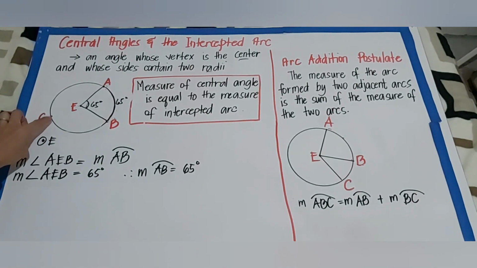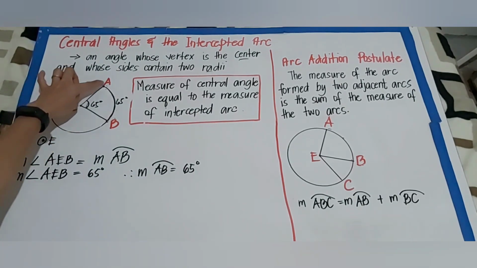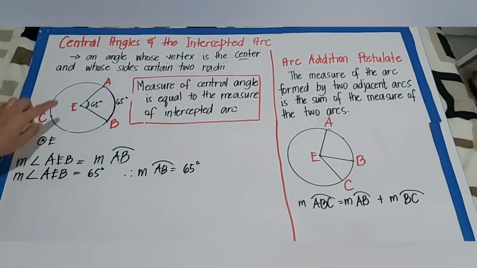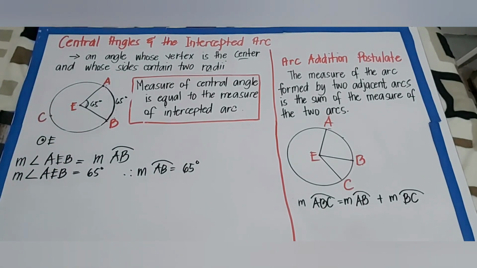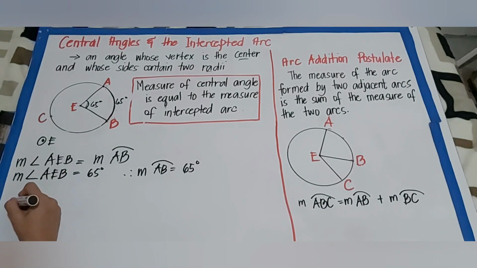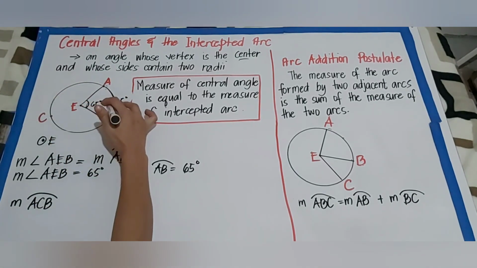Now, nilagay ako ng isang point C dito, para ma-notify tayo na meron pang isang arc. So, aside from arc AB, which is a minor arc, meron tayong major arc na ACB, an arc that is greater than a semicircle or more than 180 degrees. So, ang pangalan ng arc na yun ay arc ACB.